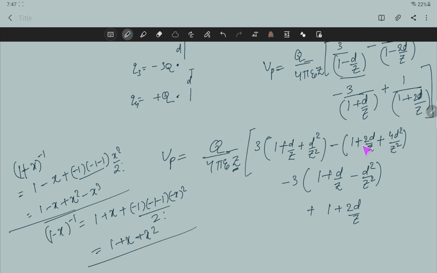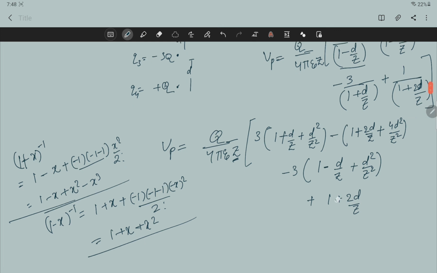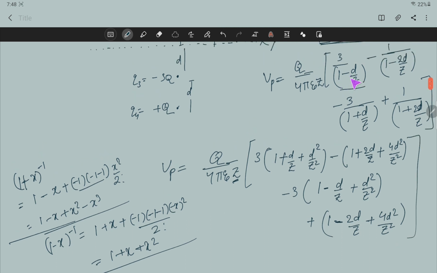Alternate positive negative means here will be positive, here will be negative, and the third term will also contain alternate positive negative. So this will be negative and this will be positive. So 4d square by z square. So this is the thing. One has alternate minus signs. So all terms will be positive in this expansion, all terms will be positive in this expansion. With a plus sign, it is alternate positive negative, positive negative positive. Yeah, so this is the thing.